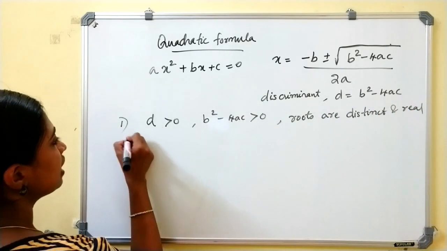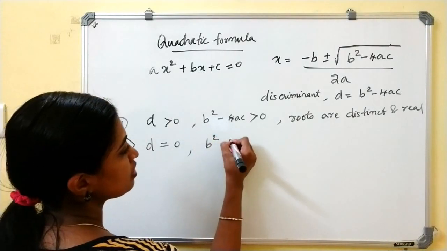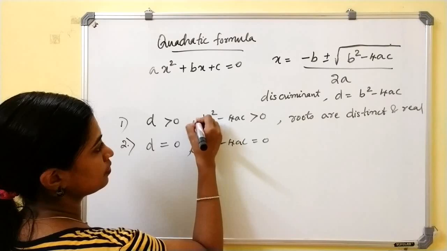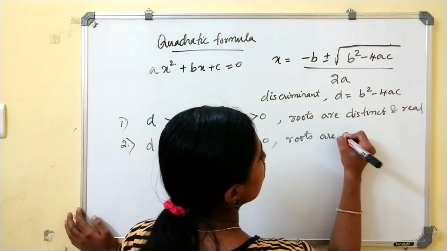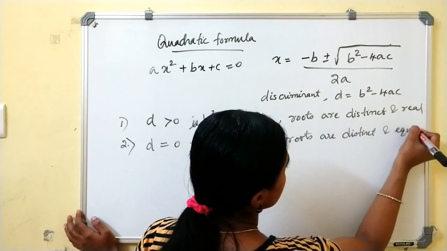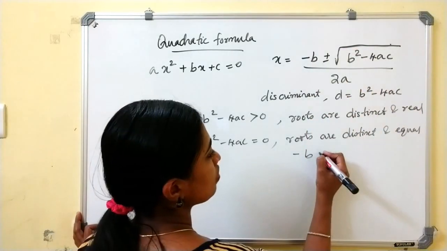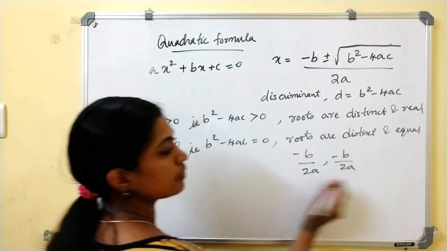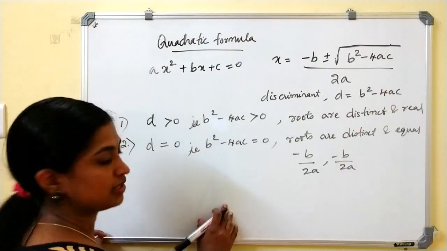Next case is if D is equal to 0, that is b square minus 4ac is equal to 0. The roots are equal. Here, if this term is 0, the root is minus b by 2a, and the other is also minus b by 2a. So the two roots are equal.